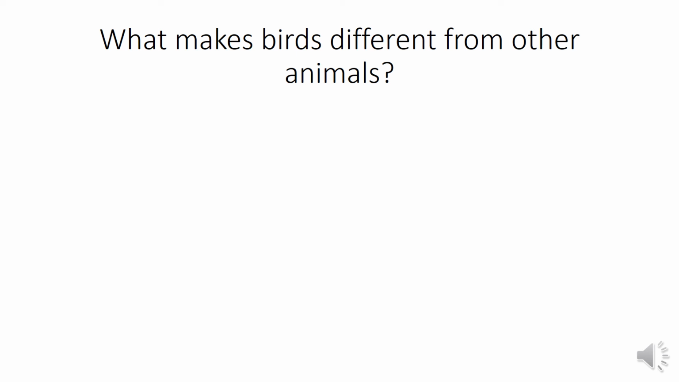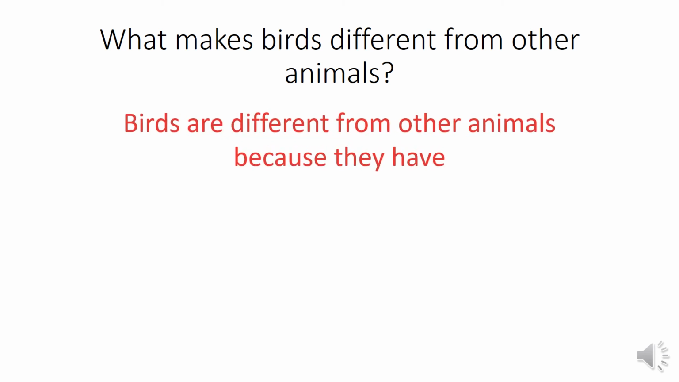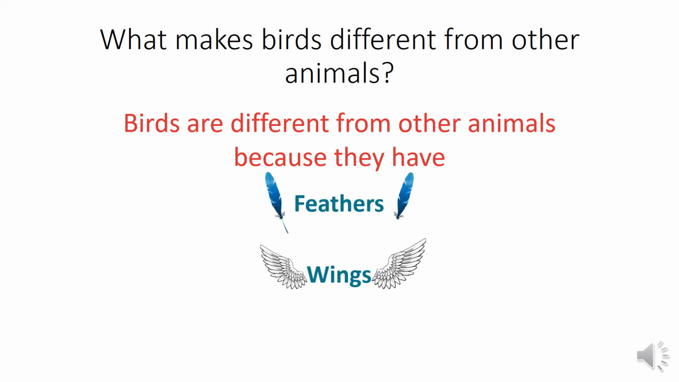So let me ask you now, what makes birds different from other animals? What do they have? Birds are different from other animals because they have feathers, wings, and beak. This is what makes them different.